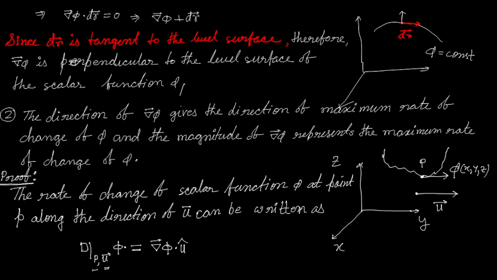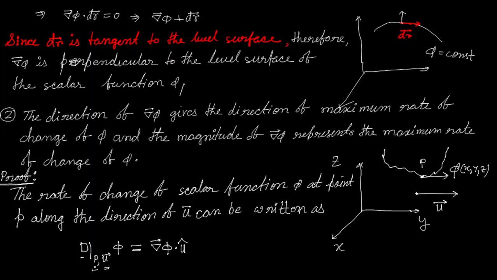At that time we'll discuss again how we can write this directional derivative of a scalar function phi at any point along the directions of an arbitrary vector. At this moment, I am assuming that you know this definition and how we can represent these things.